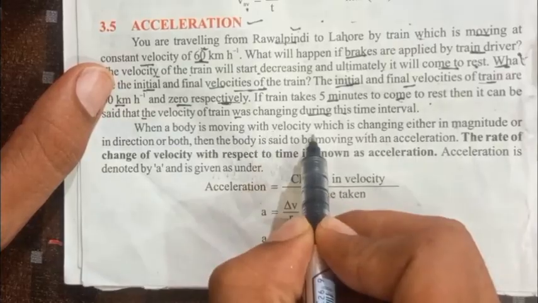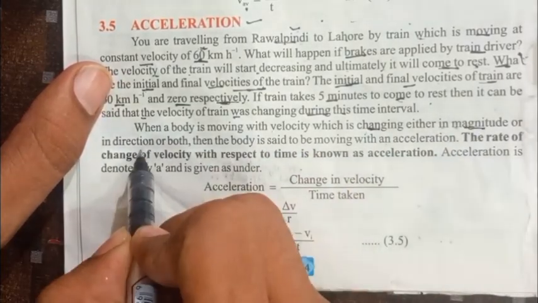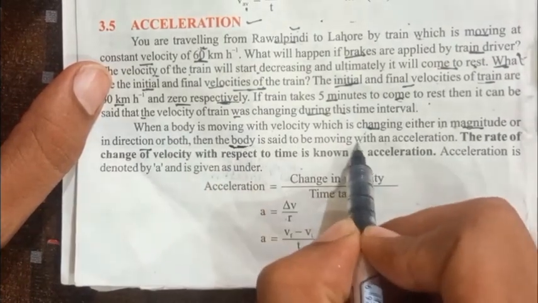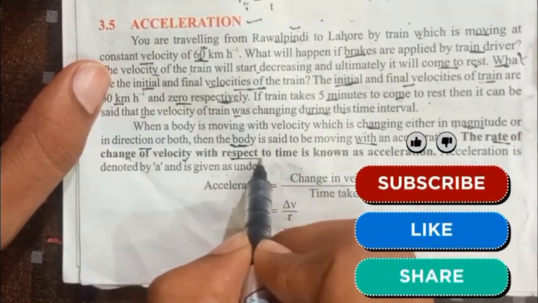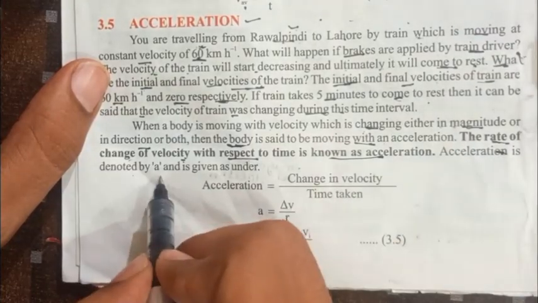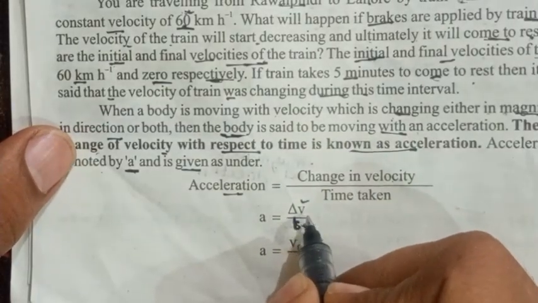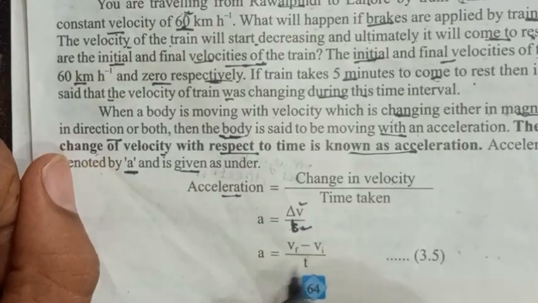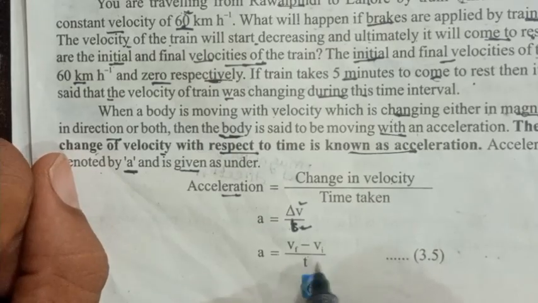When a body is moving with a velocity which is changing either in magnitude or direction or both, then the body is said to be moving with an acceleration. The rate of change of velocity with respect to time is known as acceleration. Acceleration is denoted by a. So the formula can be written as change in velocity over time taken. You can also write that acceleration is equal to final velocity minus initial velocity over time.